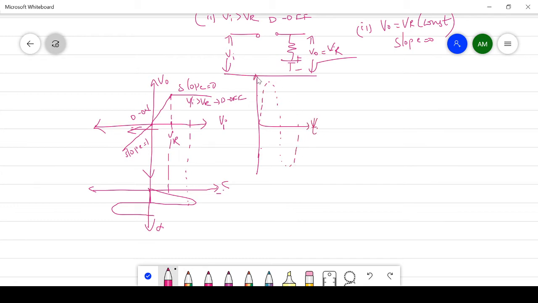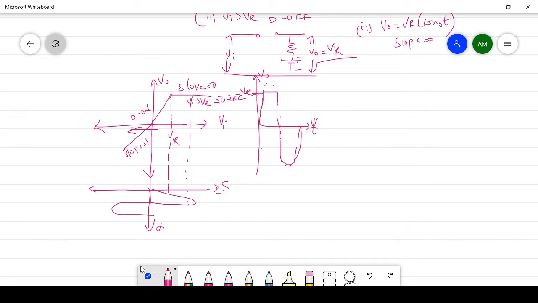This is the V naught. So here this is the actual input value, and this is the reference voltage, so above the reference voltage is the clipped portion, so we can get the output like this. Okay, so this is about the series positive clipper with the positive biasing.